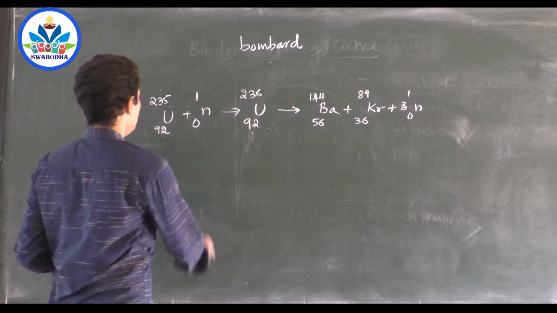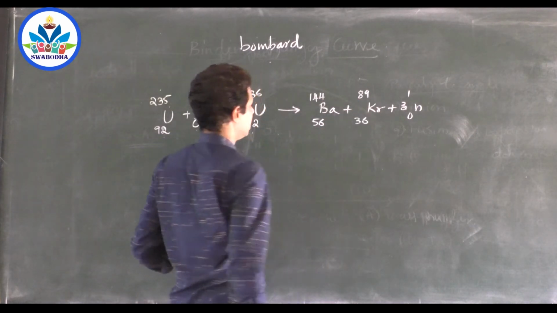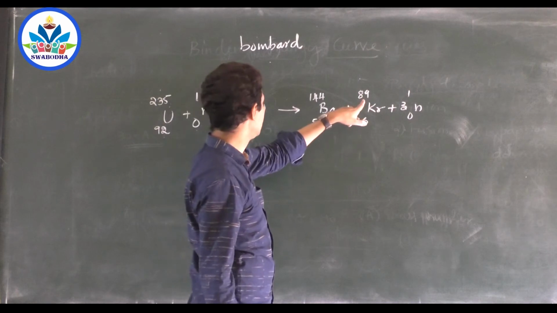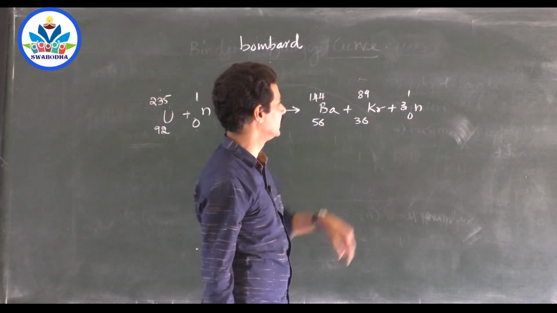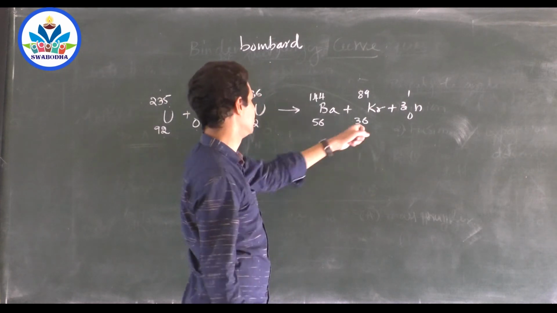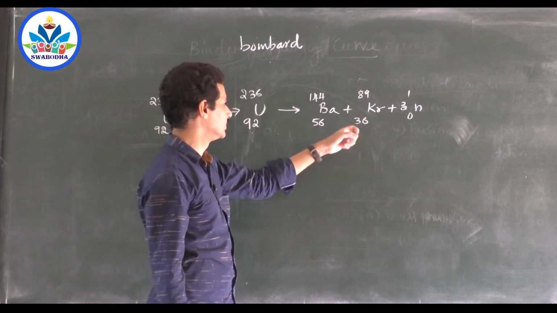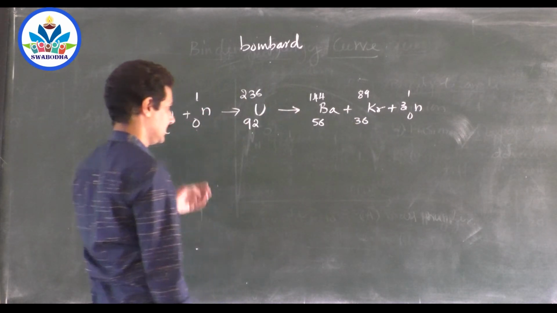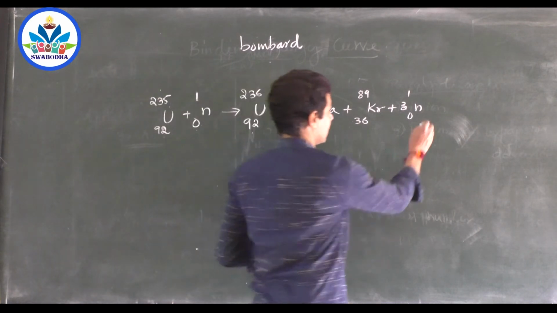So is it balanced now? 236 here, 92 here. What about here? 144, 89, that is 233, plus 3 neutrons, so 3 into 1, 3. 236. What about the atomic numbers? 56 plus 36 is 92. Yes, so 92. It is balanced. Now if you observe this, a large amount of energy is also released.